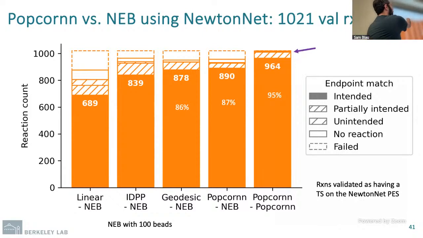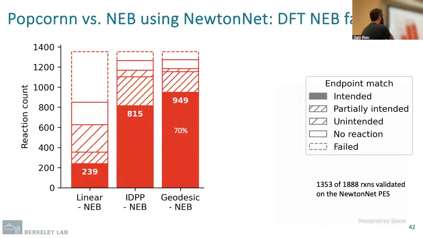And almost no instances of no reaction either, which is also just a ubiquitous failure mode when you're dealing with double-ended transition state optimization. So now we go to our harder set of reactions, right? I said we had 1,888, and of those, 1,353 successfully validate on the Newton net potential, MLIP PES. But you can see they're much harder, right?